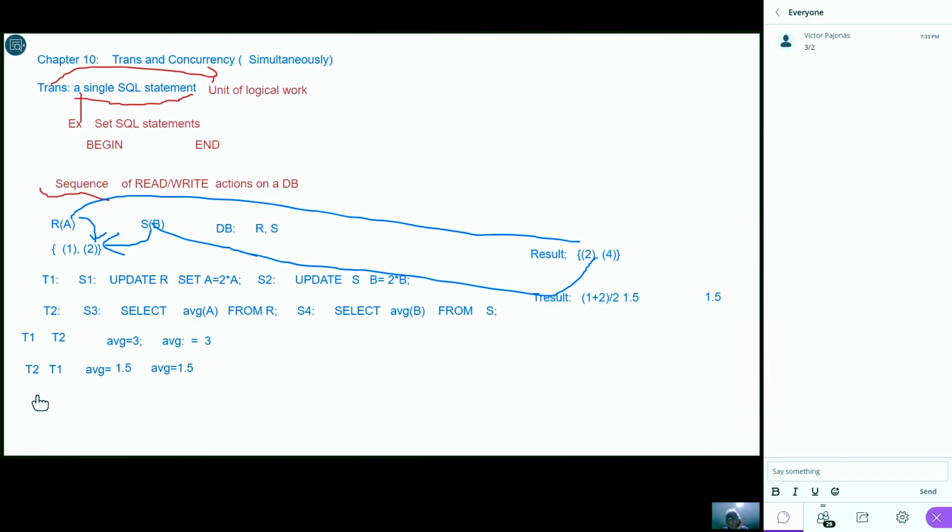Now, let's look at something else. So these are what we call serial actions. First this transaction goes, then this goes. First this goes as a whole, then this goes as a whole. So they are both serial executions, okay? They are both serial executions, but the answer in one serial execution is different from the other.